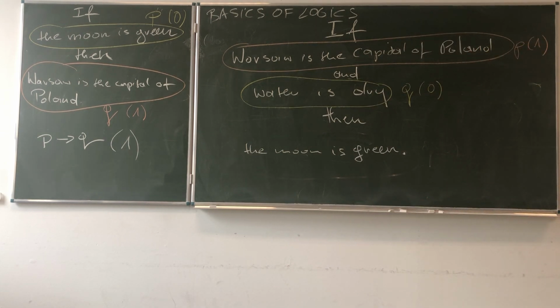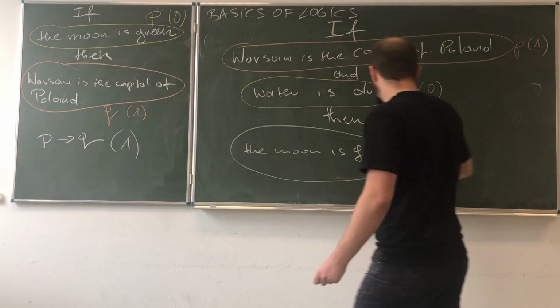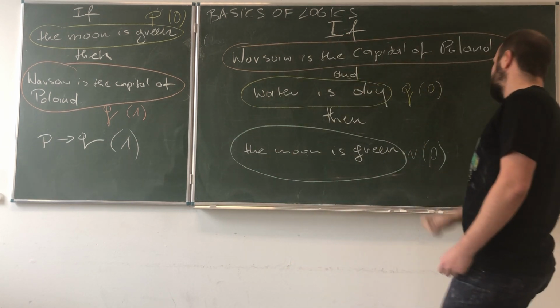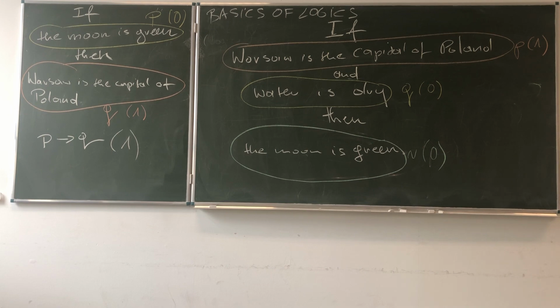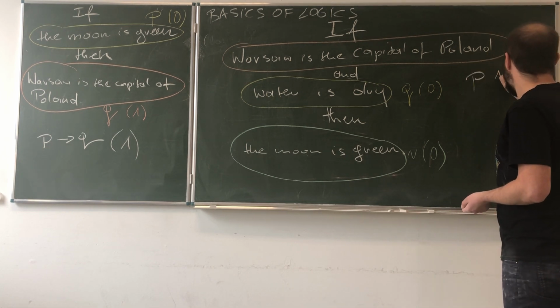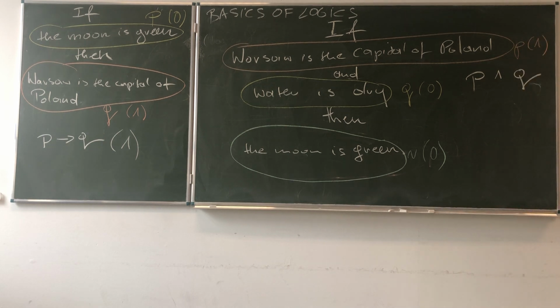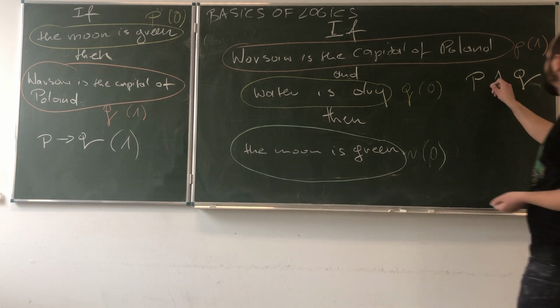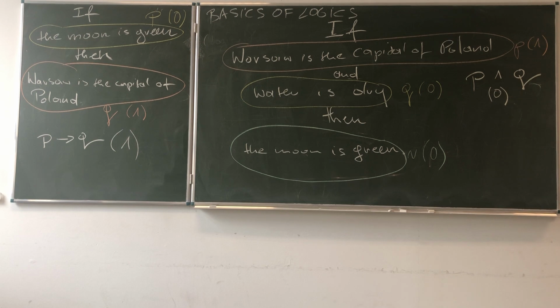Okay, now finally the third statement. The moon is green. Let's denote it by R. We know that this is a false statement. Okay, now look, let's consider this step by step. We have Warsaw is the capital of Poland and water is dry. Right? We need to consider those two first. So P and Q. Now look, if we have conjunction, and, this means that both of them need to be truthful for the entire statement to be truthful. So we see that the logical value of this is 0.